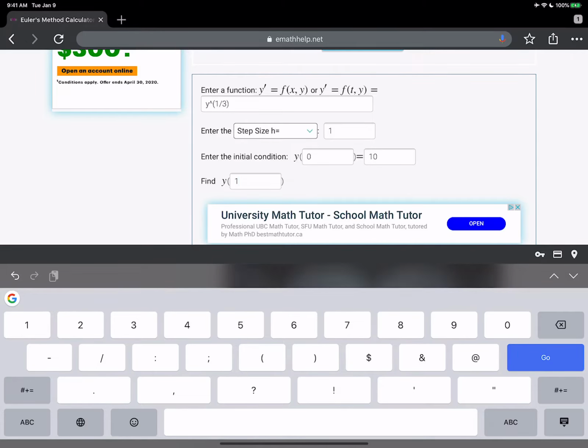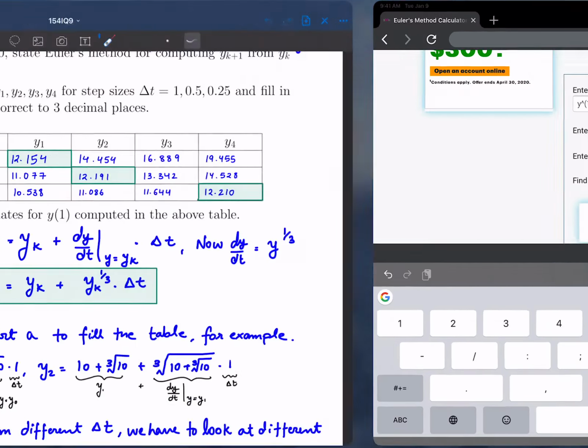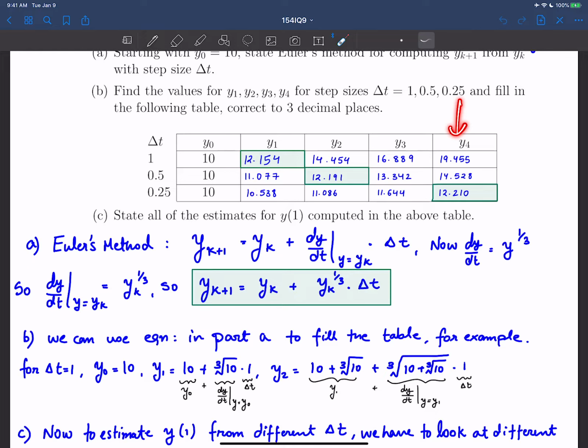Because the table doesn't specify exactly what we're looking for, what we're technically doing when we're trying to find y4 is just looking for y of 4. Delta t steps of 1 will give you 0, 1, 2, 3, and 4, because each step is going to be 1. So technically we're solving for y of 4 to get to these 4 steps in the first one.